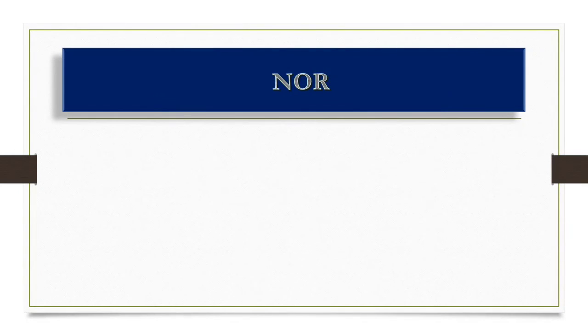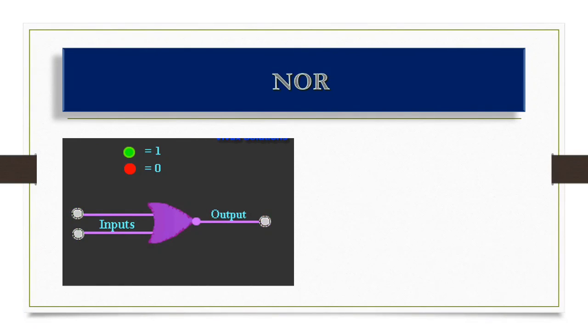NOR gate. A NOR gate is a combination of OR gate and NOT gate. It has 2 or more input signals but only one output signal. All inputs will be high input. This is the truth table.